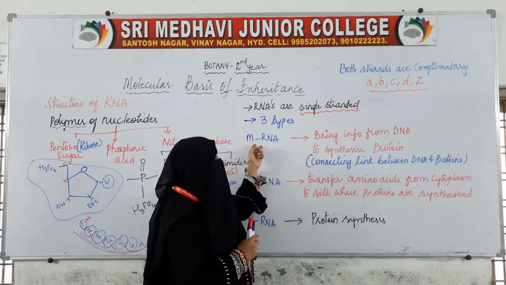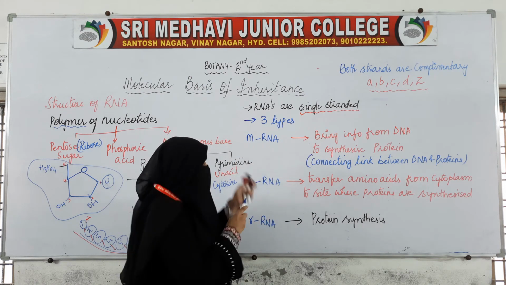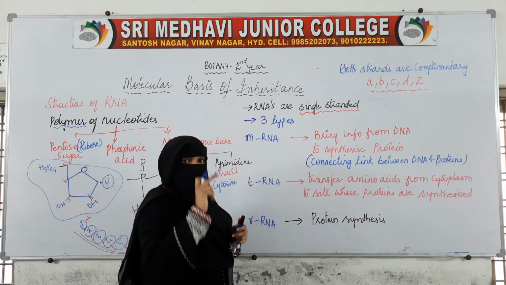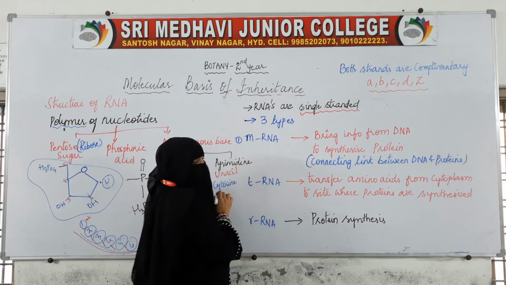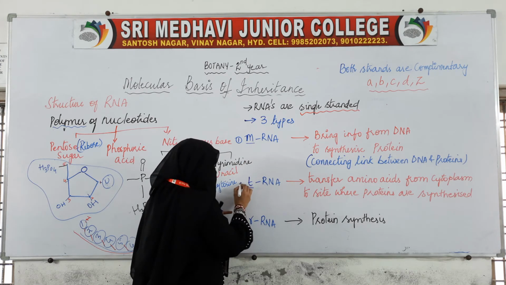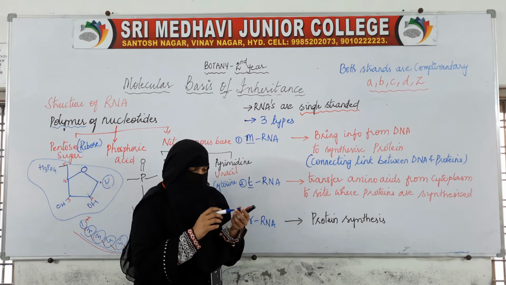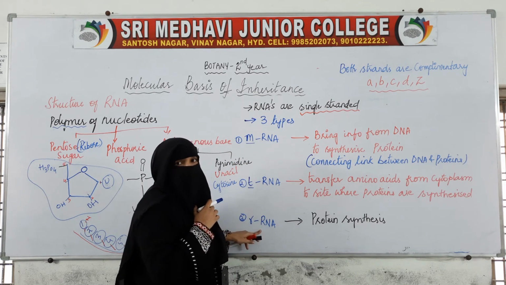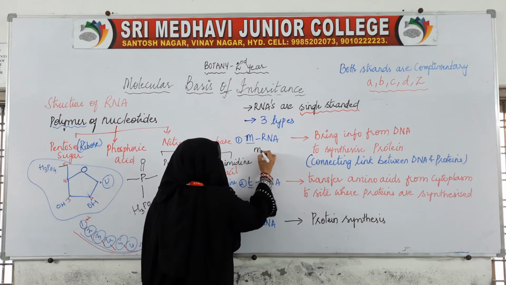The first one is mRNA. We designate it with a small letter m. RNA is always capital; in DNA, all three letters D, N and A are capital. So the first type of RNA is mRNA. Then we have tRNA, the second type, and the third type is rRNA. RNA is of three different types: mRNA, tRNA and rRNA. mRNA is also called messenger RNA.